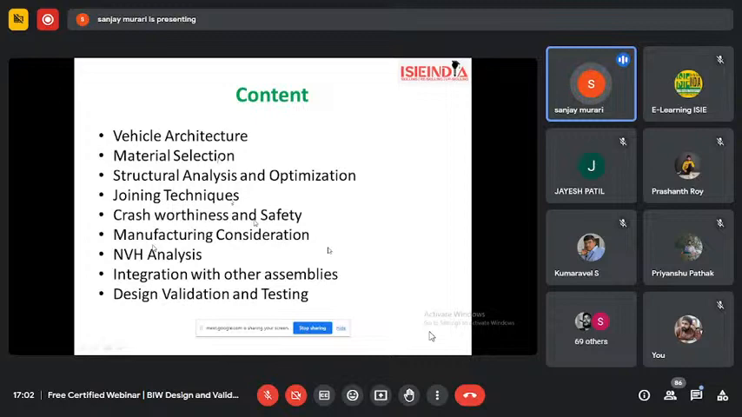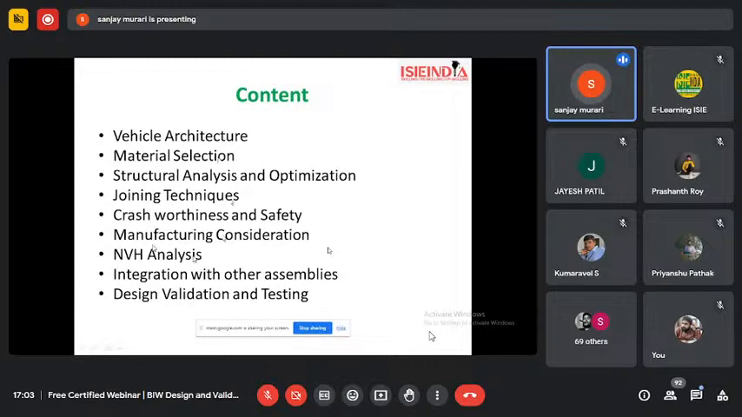Then crashworthiness and safety. Here we'll be seeing what the role of BIW in crashworthiness and safety is. Then the manufacturing considerations. In this, we'll be seeing what the manufacturing techniques are and what the feasibility of the manufacturing is while manufacturing the BIW.